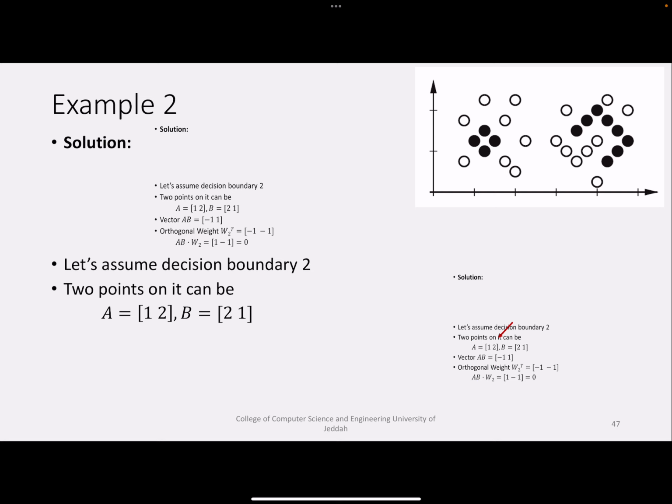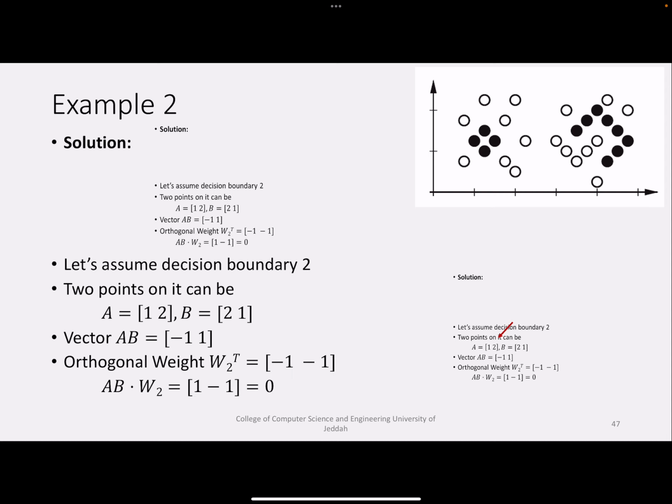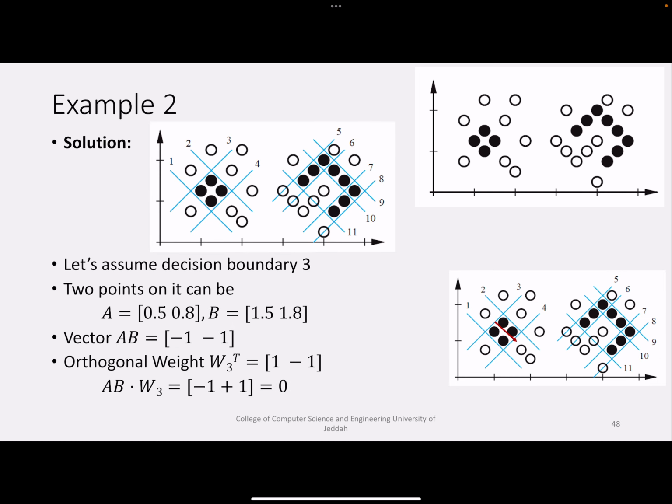We do the same thing for decision boundary 2. Again, pick 2 points on that boundary, get the vector, find an orthogonal vector, and adjust the signs to make sure it's pointing to the proper side, in this case to this side. The weight vector we find is 1, minus 1. If you draw 1, minus 1, it points in this direction, so that's what you see drawn over here. So this is decision boundary number 3.